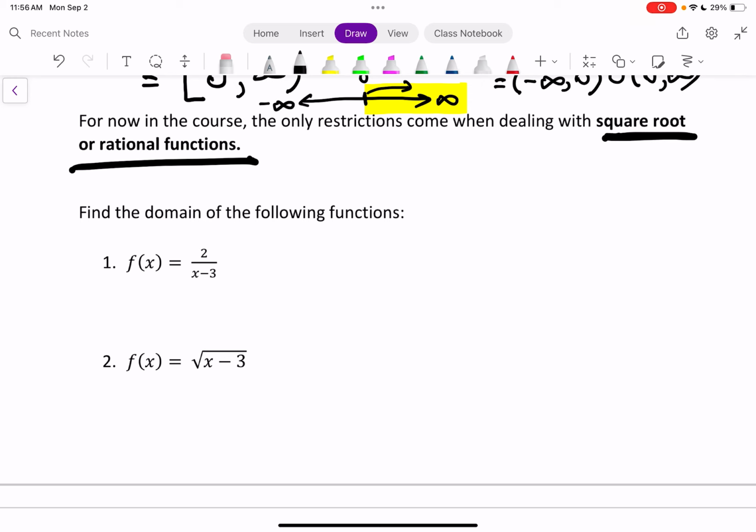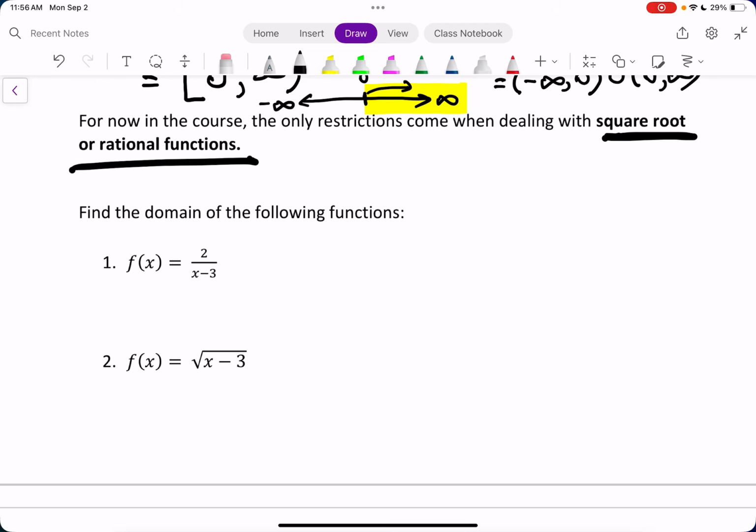And don't worry, I just kept it very simple for you. For now, they're going to become a little bit more complicated, square root functions and rational functions, whenever we actually deal with this function specifically. But by then, we will have practiced on these expressions quite a bit.